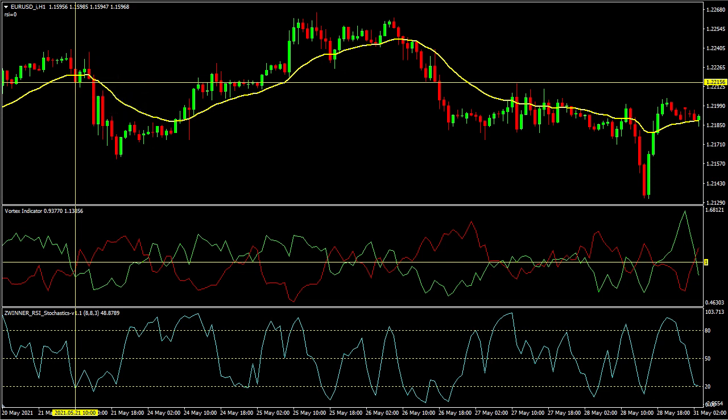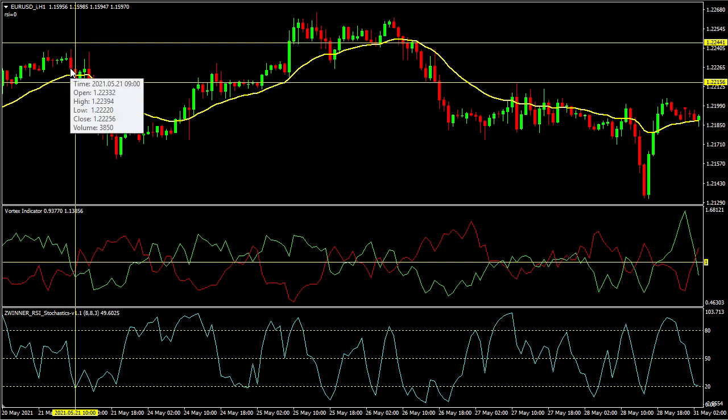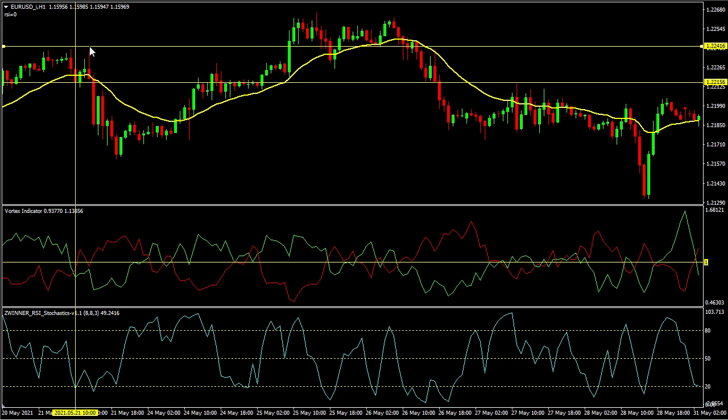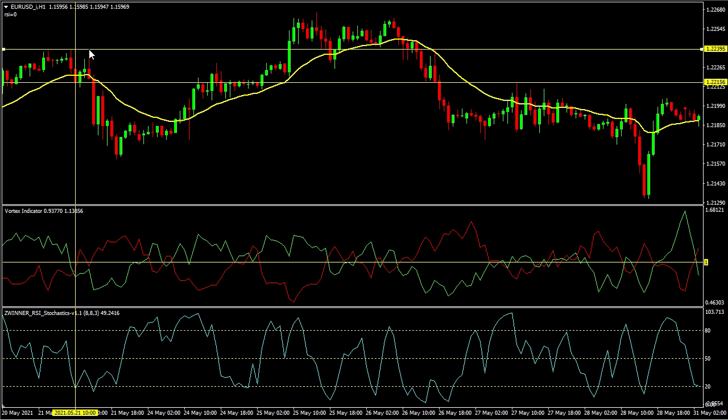Now you're going to put a stop loss above the most recent high, which is this one. The high was 1.22394, so about 5 pips above it: 394, 399, 1.22399. There it is. Okay, so this is going to be your stop loss.